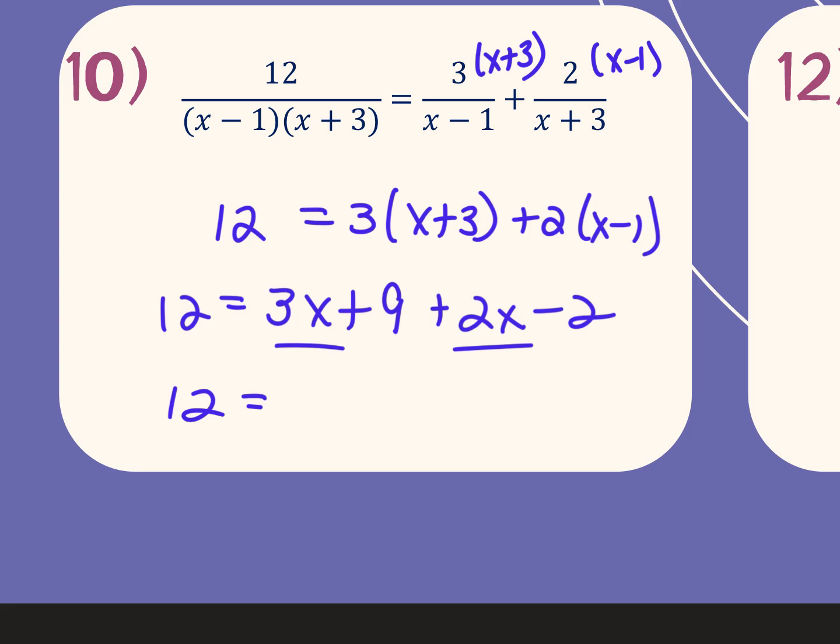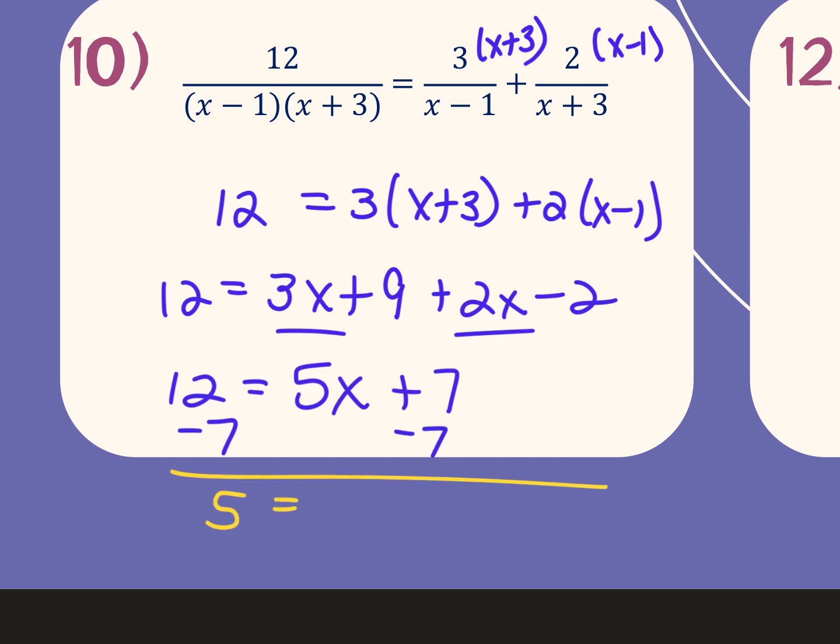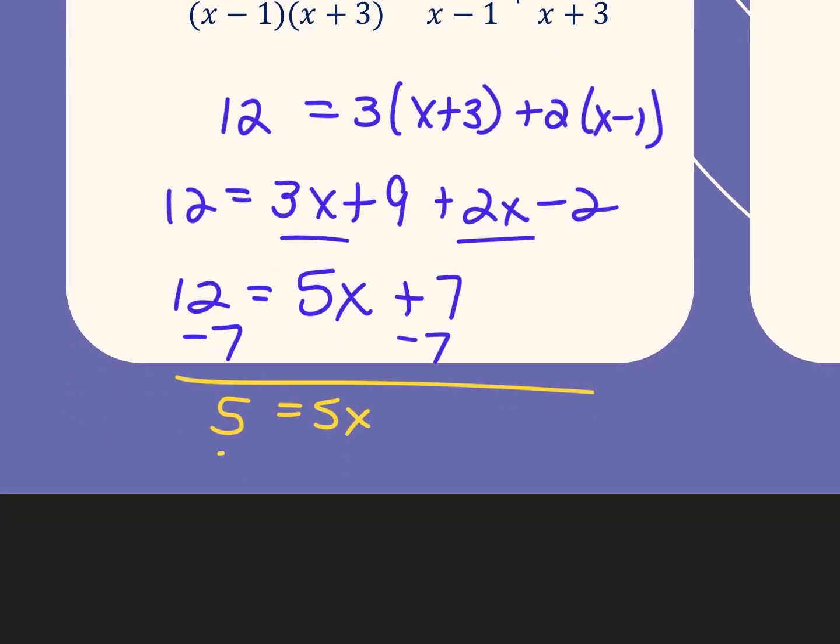What's 3x plus 2x? Add. There you go, 5x. And then what's 9 minus 2? Perfect. Subtract 7 from both sides. So 5 equals 5x. Divide both sides by 5. So x equals 1.